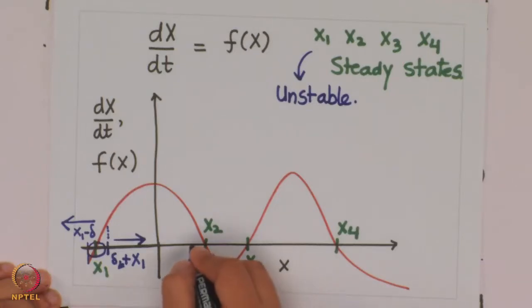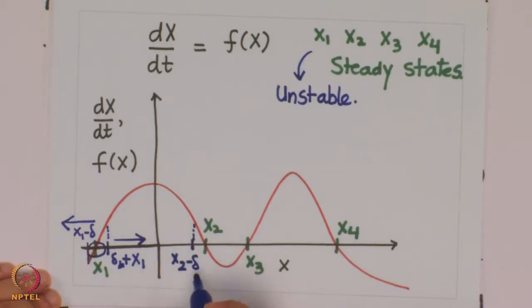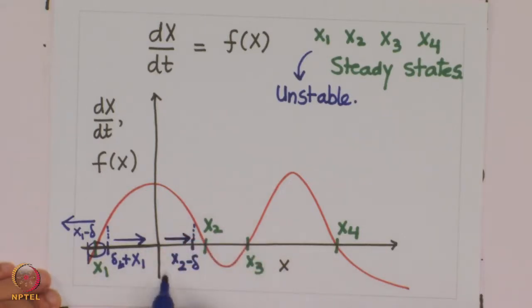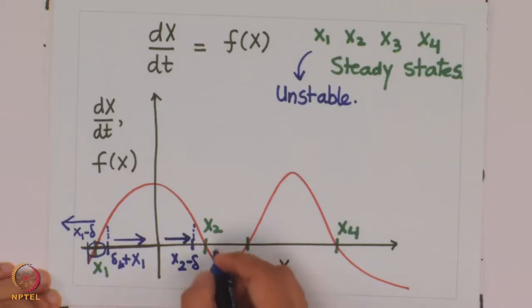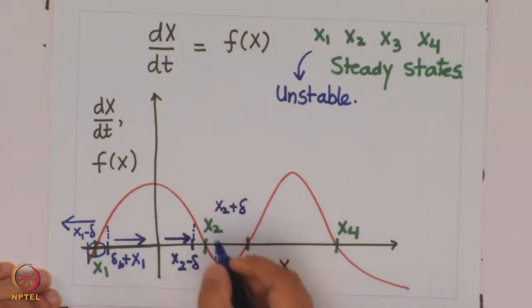What about x2? Let us have a disturbance here, which brings me to x2 minus delta, and the sign of dx by dt at this point is positive. Positive sign means that as t increases, x increases, and hence the system wants to move in this direction, which is towards x2. On the other side, we introduce a disturbance which brings us to the point x2 plus delta, and the sign of dx by dt at x2 plus delta is negative, which means as t increases, x decreases, and the system wants to move in this direction.